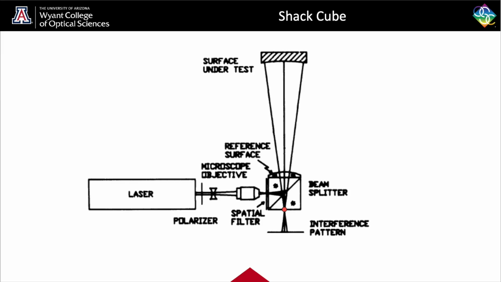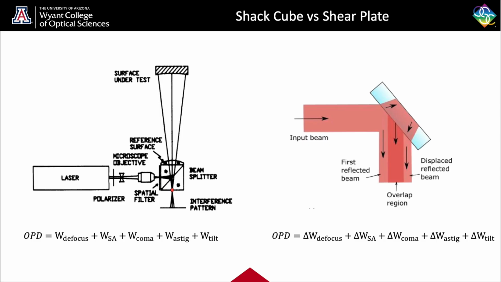A Shack Cube interferometer interferes the beam from a test surface with the reference beam from a curved reference surface. To align this specific Shack Cube configuration, the surface under test should focus on the back surface of the beam splitter. This is a popular interferometer choice because the test and reference beams share a lot of the same path. Another benefit is that the Shack Cube measures wavefront error directly and not wavefront error difference like a shear plate.